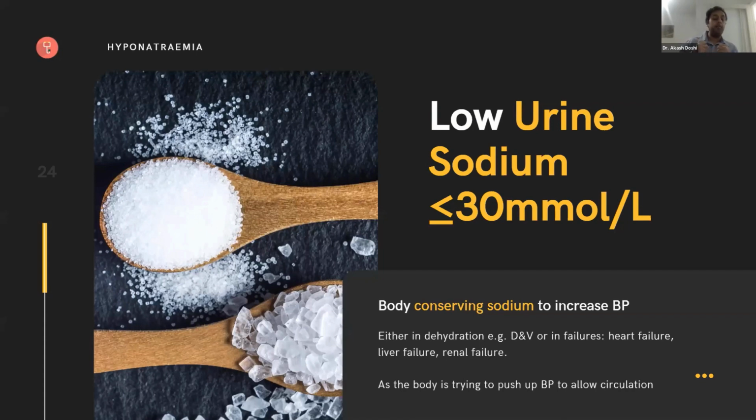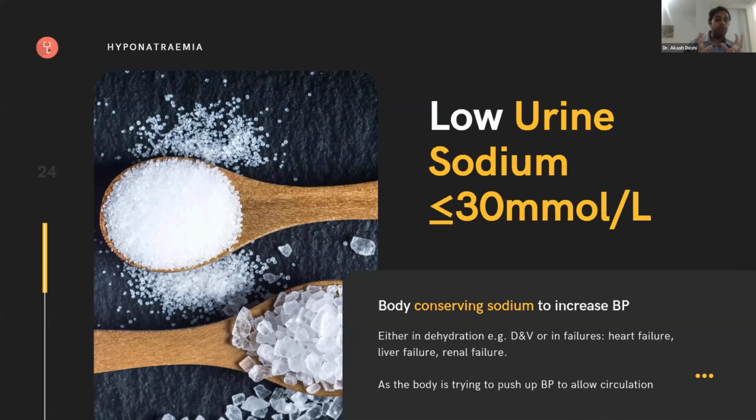Alternatively, it happens in the failures. As I said, heart failure, liver failure, renal failure. It leads to a state where the body thinks the circulating volume is not quite right. These organs aren't getting enough blood, and that's why they're not working. And so the body's trying to push up the blood pressure, because the heart isn't able to pump and keep the blood pressure up.